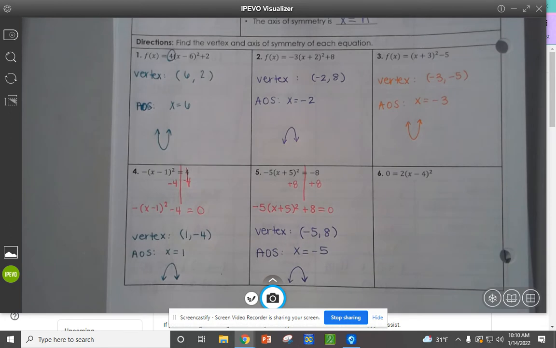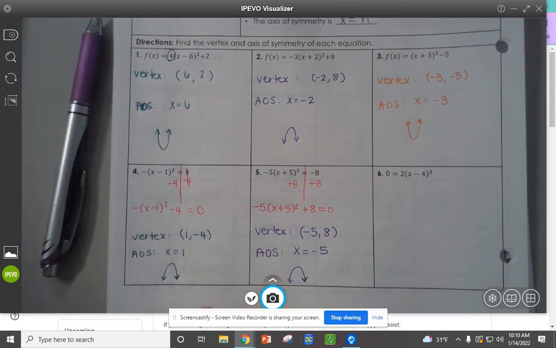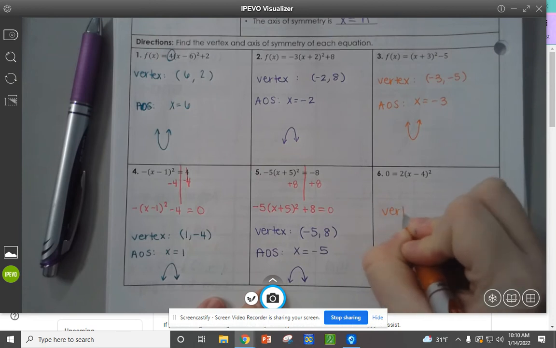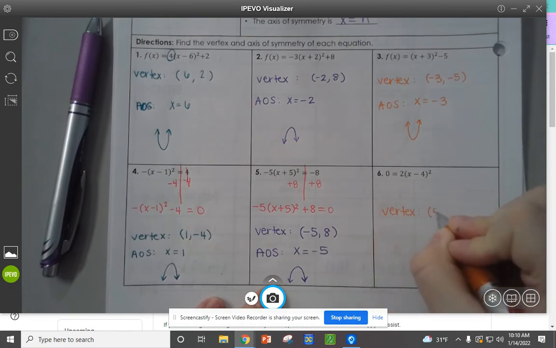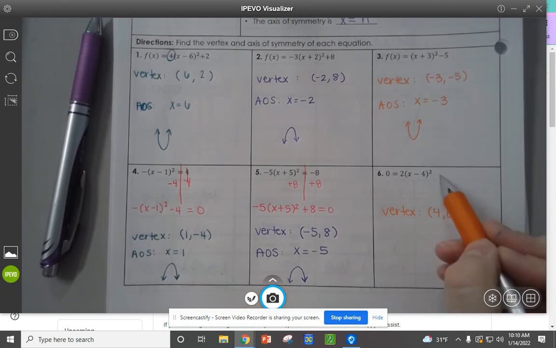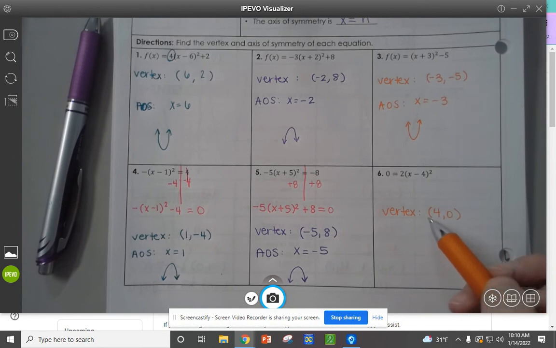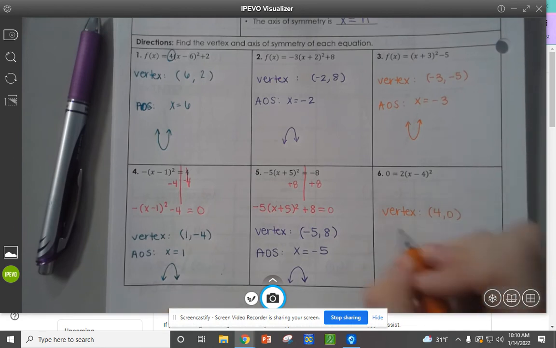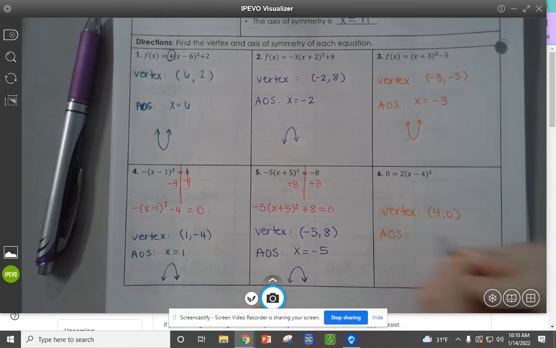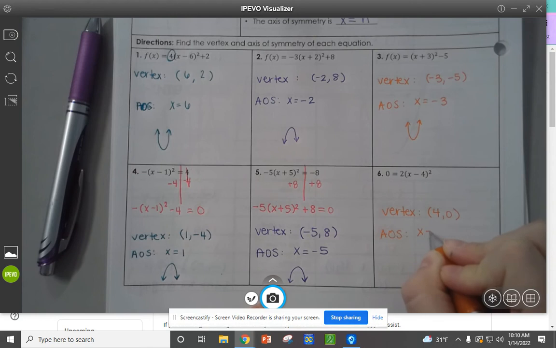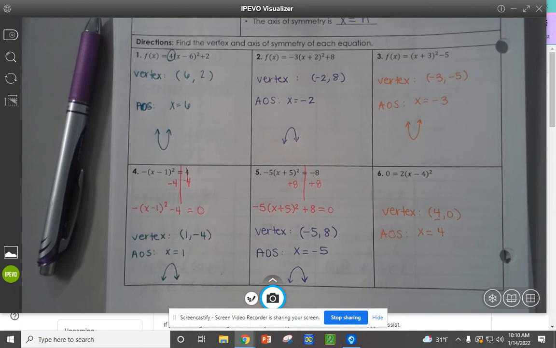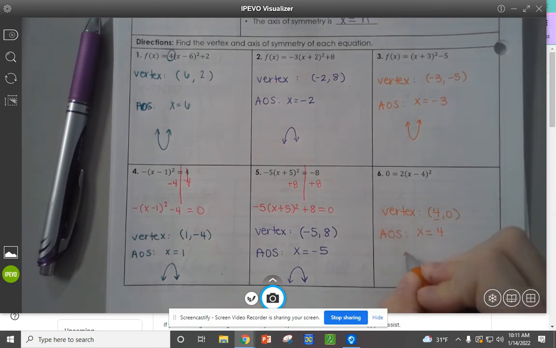And number 6, this one already is equal to 0, so there's nothing to move. So what do you think my vertex is? +4, 0. Good. Because if there's nothing being added or subtracted, you put a 0. You wouldn't just leave it blank. You have to put something there. And so my axis of symmetry, nope, x equals 4. It's always the x value of your vertex. Point up or down? Up. Good.